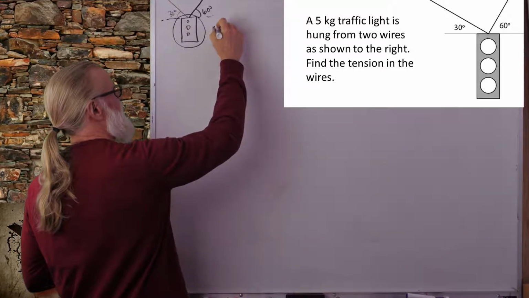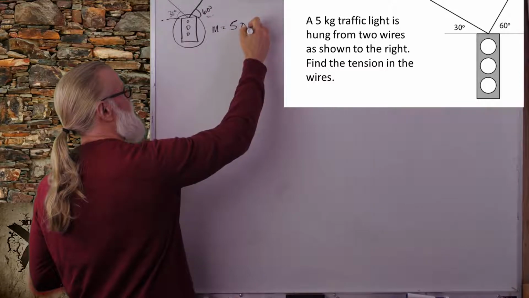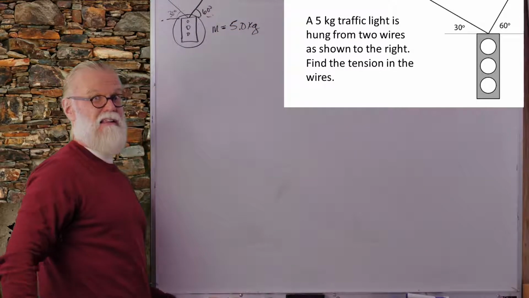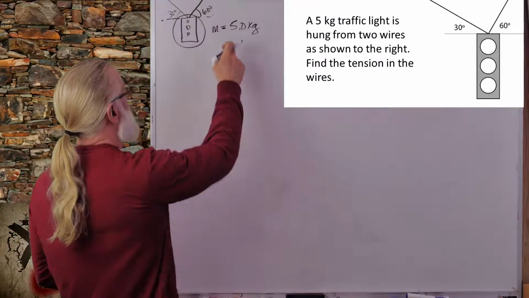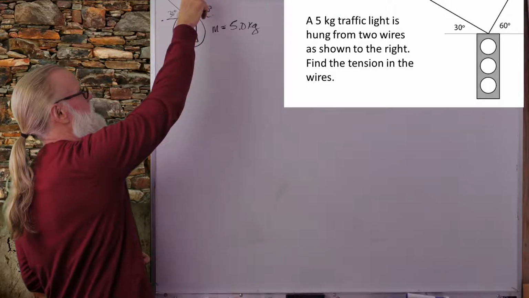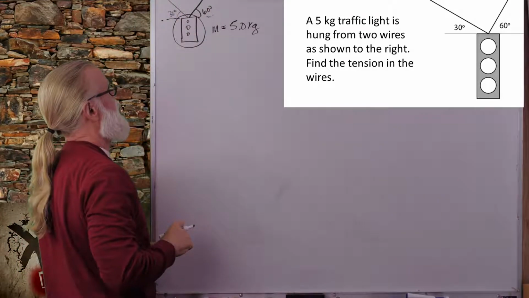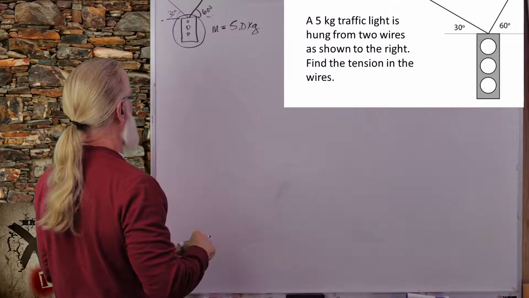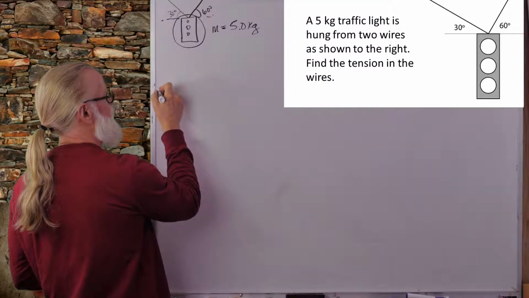The mass of this thing they gave us was 5 kilograms. It doesn't seem like much mass for a traffic light. I think it's a dubious problem, but anyways, it's 5 kilograms. We have a cable holding it at 60 degrees and 30 degrees, like that. That seems odd too, but anyway, that's what we have. First thing we're going to do is draw a free body diagram.